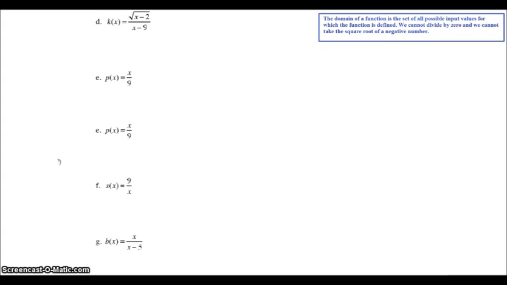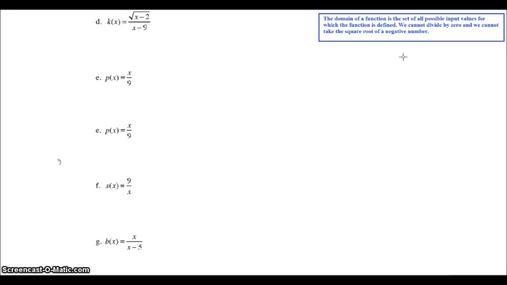Alright, part D. K of x equals the square root of x minus 2 divided by x minus 9. It's crucial that we go back to the definition of the domain of a function. The domain of a function is the set of all possible input values for which the function is defined. We cannot divide by 0 and we cannot take the square root of a negative number. That last part's not the definition, but it's just an awesome tip for finding the domain.